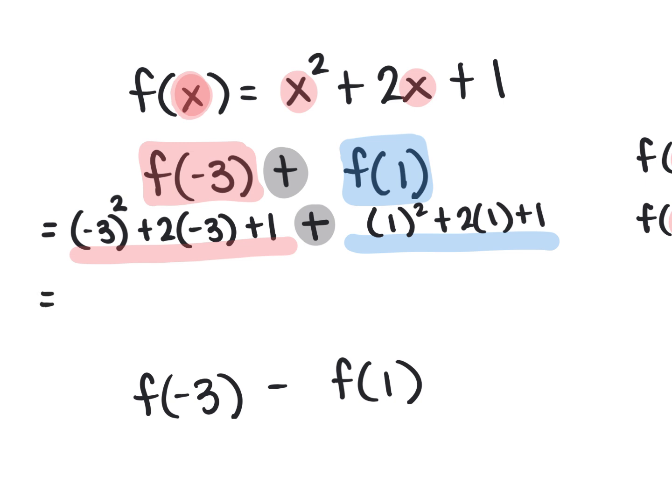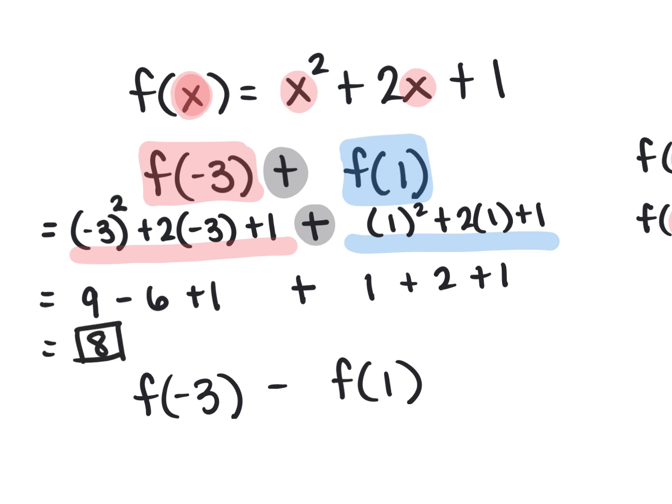So then we do order of operations. So I have -3 times -3 gives me 9. Then I've got 2 times -3 is -6, and then I'm going to add 1. Then I have my plus sign again. Then I have 1 plus 2 plus 1. So I have 9 minus 6 is 3, 4, 5, 6, 7, 8. 8 is going to be my answer for this one.